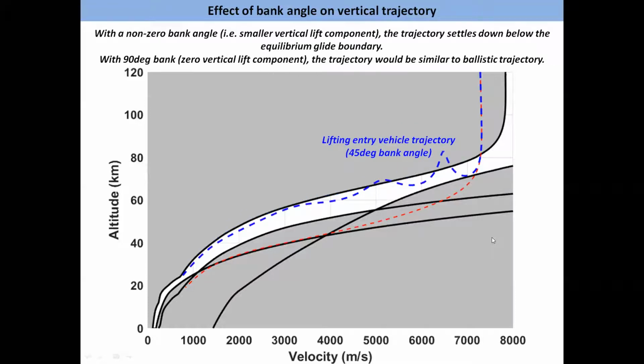Now, instead of flying with a lift vector pointed fully up in the vertical plane, suppose you have equal components of lift vector in the horizontal and vertical planes. That is, if you have a 45-degree bank angle, you would see the trajectory settling down below the equilibrium glide boundary. If you had a 90-degree bank angle, that is zero vertical component of lift, that is the whole of the lift pointed in the horizontal direction, then obviously the trajectory would be similar to the ballistic trajectory.